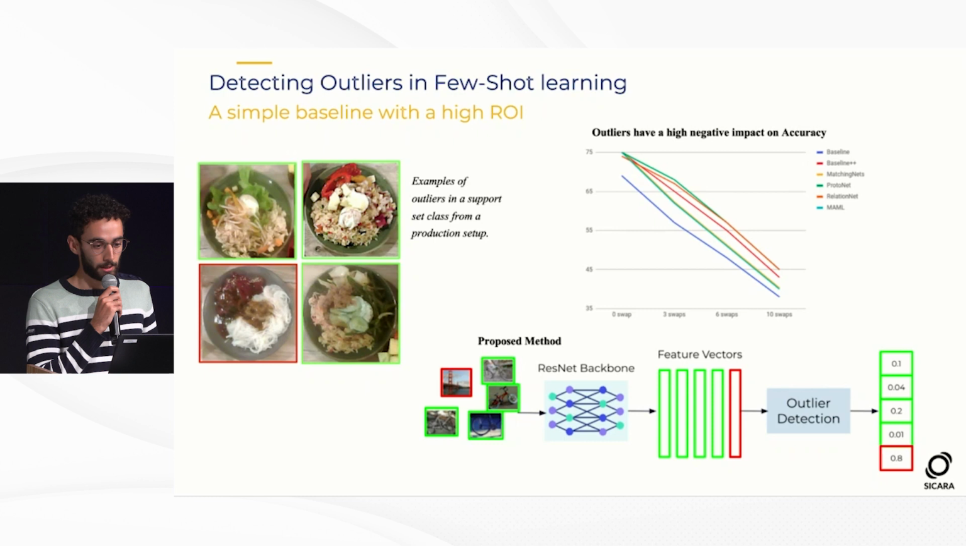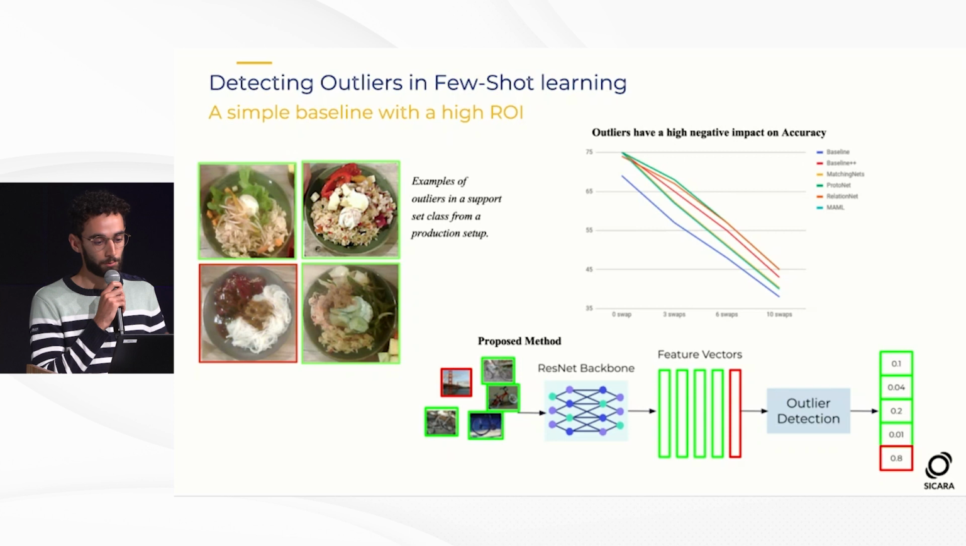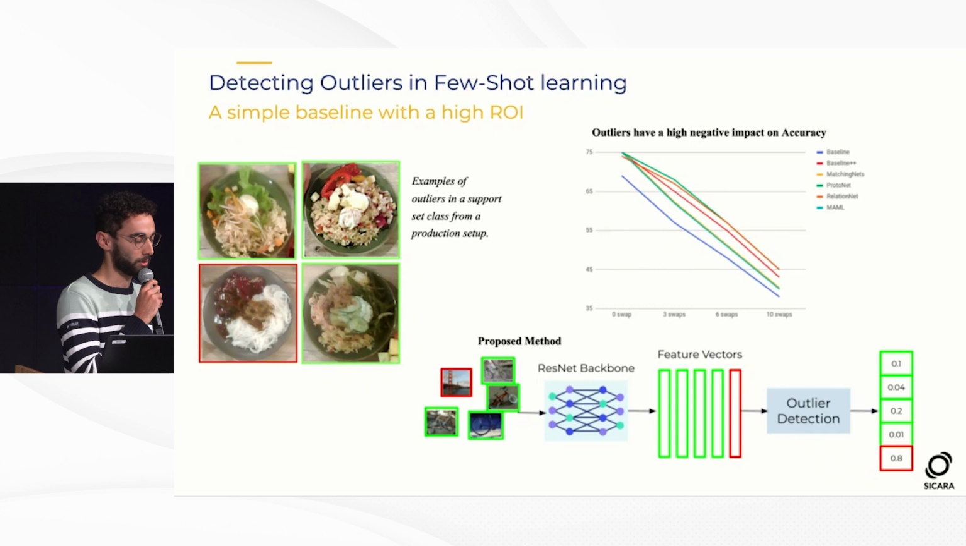By synthesizing this kind of mislabeled items in the support set, we observe that the performance drops linearly at inference time and pretty dramatically. So you can quickly wipe out your performance in production by introducing this kind of errors. So we propose a very simple method to detect this kind of outliers in your support set without retraining your model or without any sophisticated method.